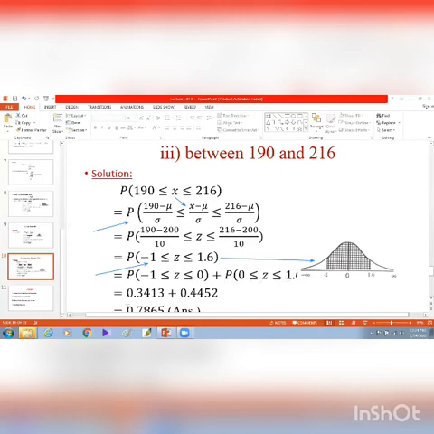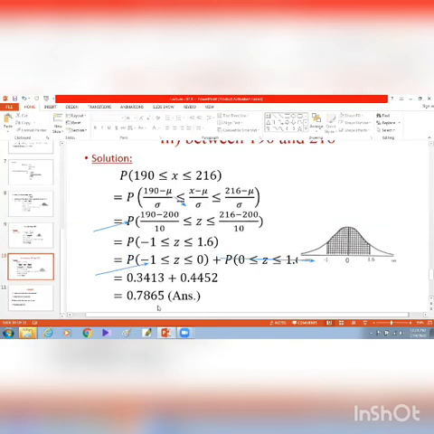From the normal table we get the values 0.3413 and 0.4452, and after adding we get 0.7865, which is the required answer for the probability that the number of heads lies between 190 and 216.